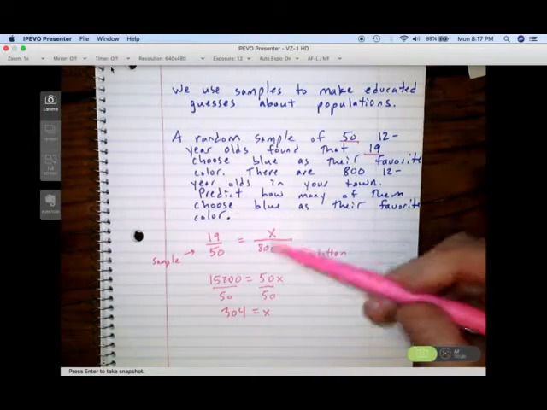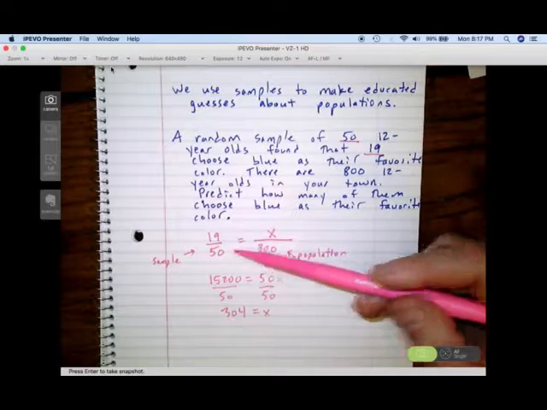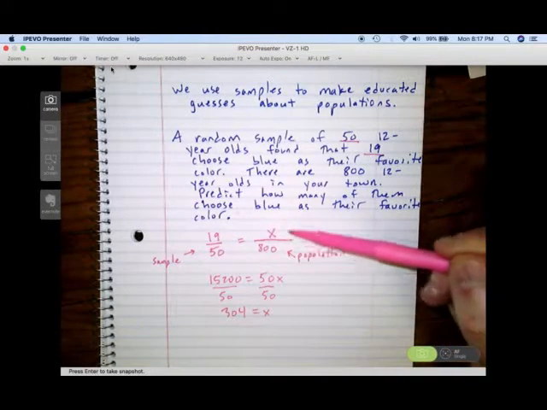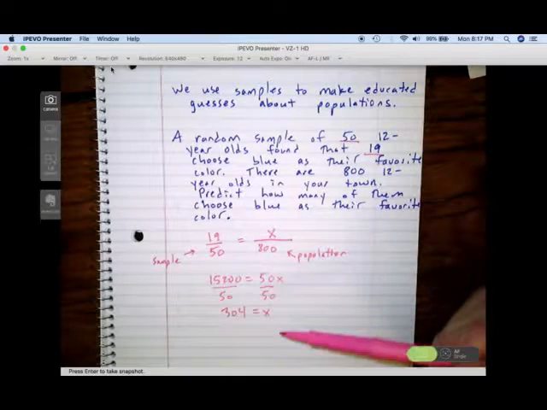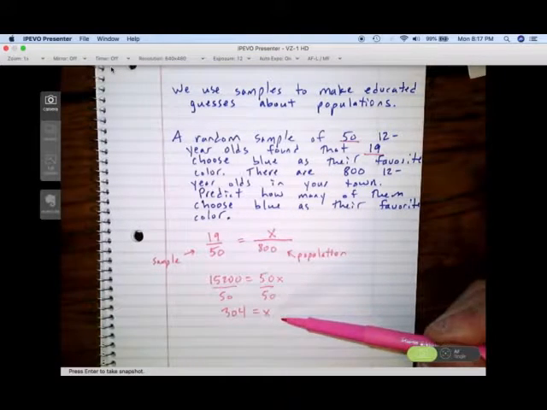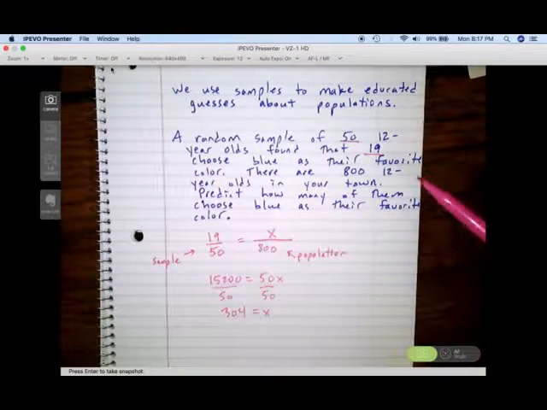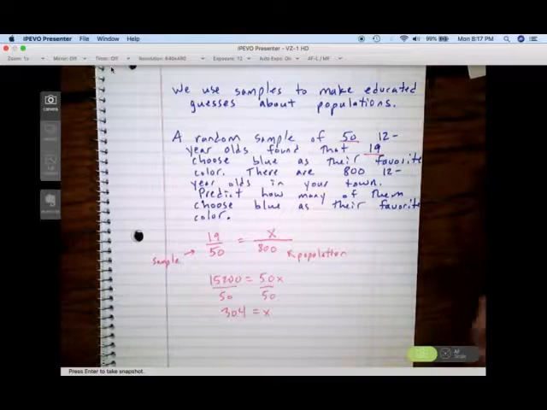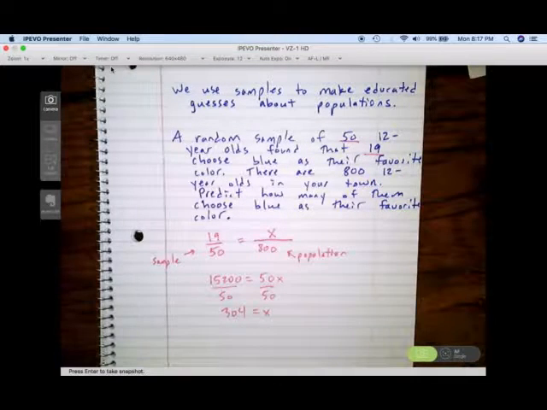So according to what we got in our sample, we're going to make a guess about the population. We'll use a proportion to do that. And when we go ahead and solve it, we get 304 out of 800 12-year-olds in our town that like blue as their favorite color. Okay, so that is the best guess that we can make from our sample.